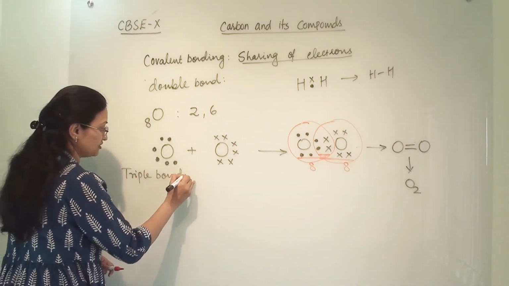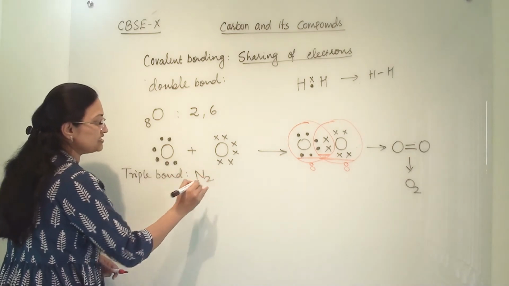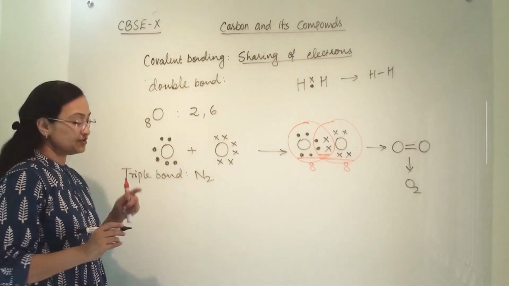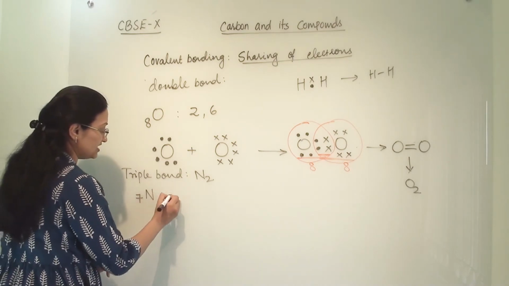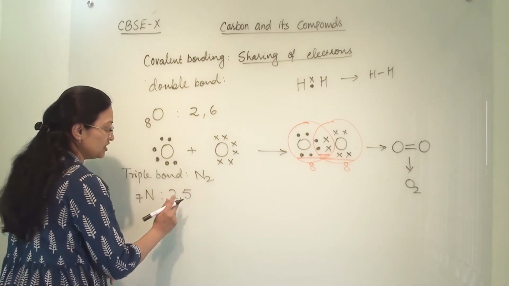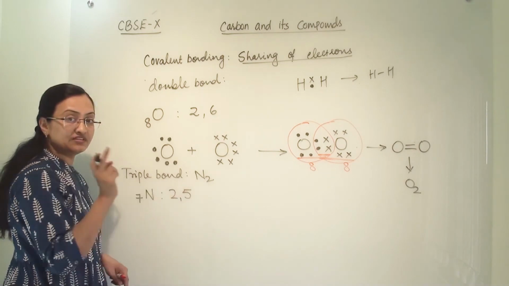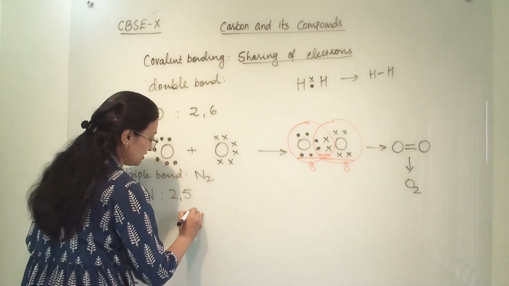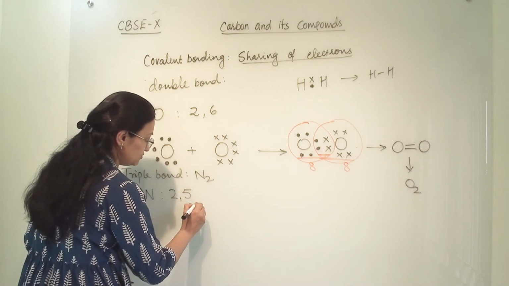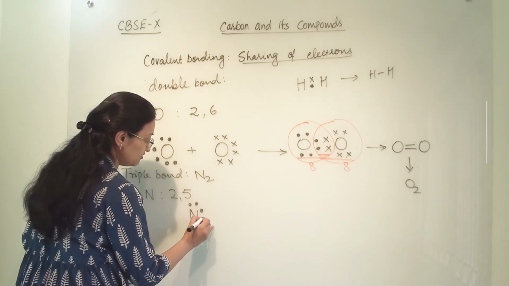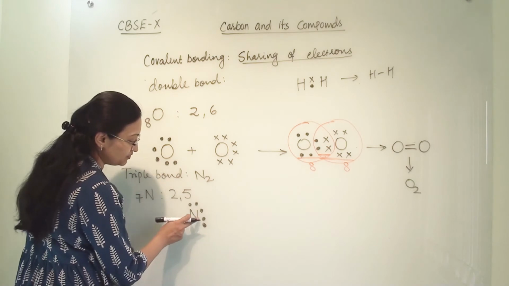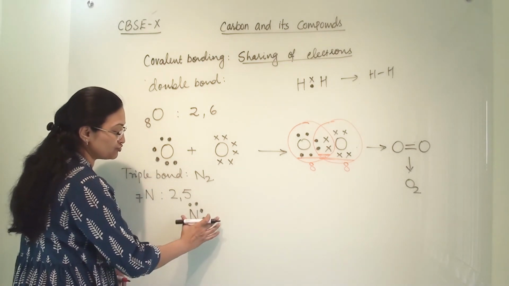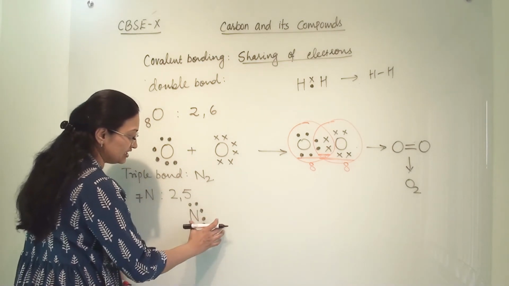So nitrogen N2 is the molecule which is forming triple bond. Now nitrogen's atomic number is 7. Its electronic configuration is 2, 5. It is lacking 3 electrons. So nitrogen's 1, 2, 3, 4 and 5. Why am I showing here a third electron? Because I want to show that they are sharing 3 electrons.